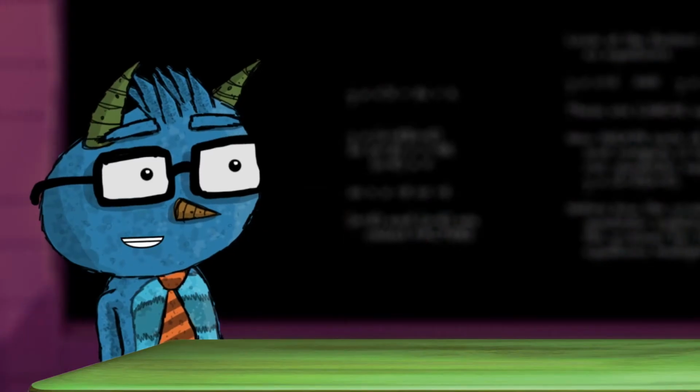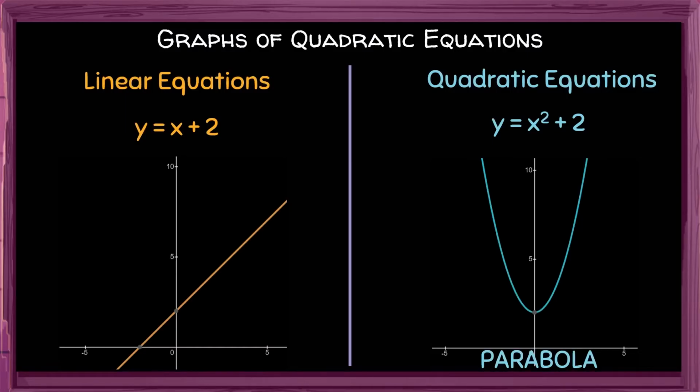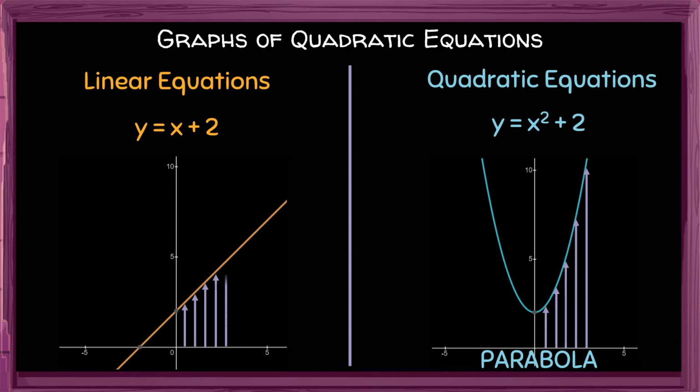What happens when we square a number? It gets much bigger. Well done, Tom. Look how fast the curve of the parabola rises compared to a line. The line keeps rising at the same rate, but the parabola is rising much faster. That's because of the x squared. And there's something else that the x squared in a quadratic equation does.